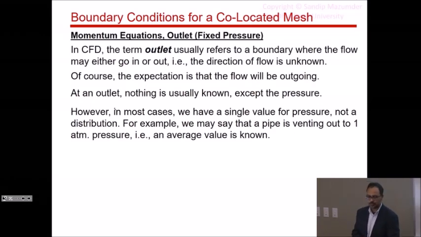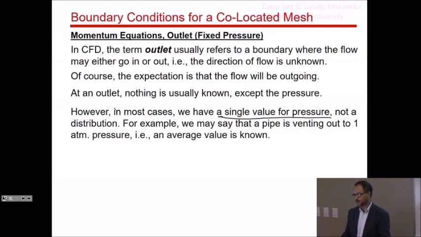For example, if you ask an engineer, what do you know about the outlet? He'll say, well, all I know is it's venting out to 2 atmospheres. That's all. He's not going to say, oh, at the radius it's 2.1 atmosphere, close to the walls it's 1.9 atmospheres. He doesn't know all that. All he says is, we are just dumping into this reservoir and I know the pressure there is around 1 atmosphere. That's all. So what we know really is a single value, which is sort of like an average for the pressure at the outlet.